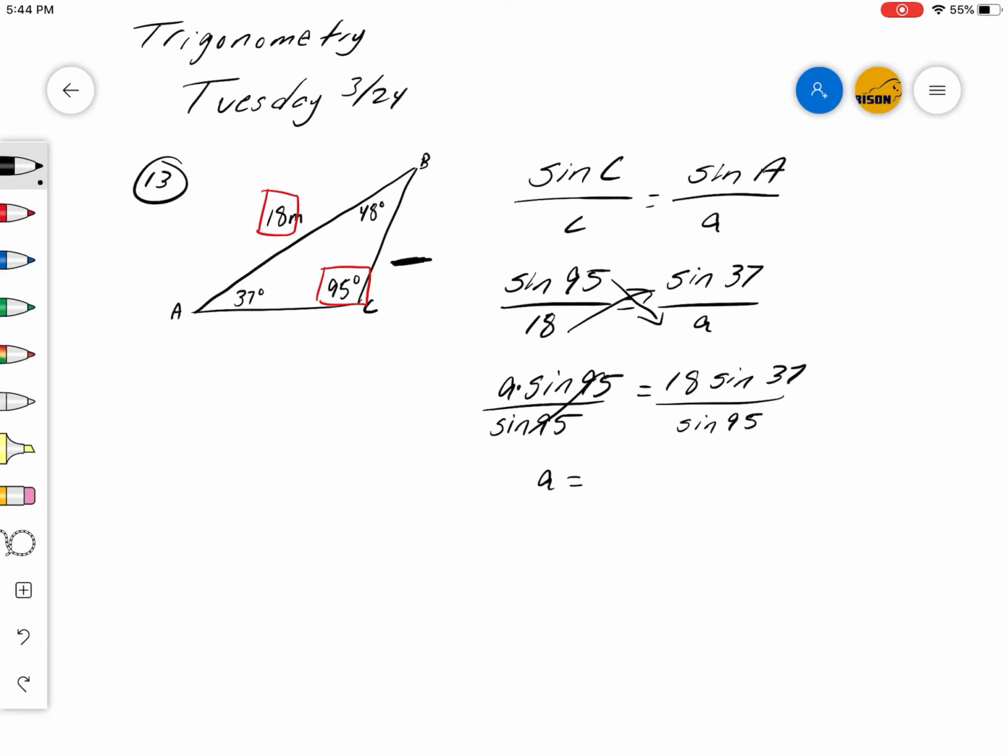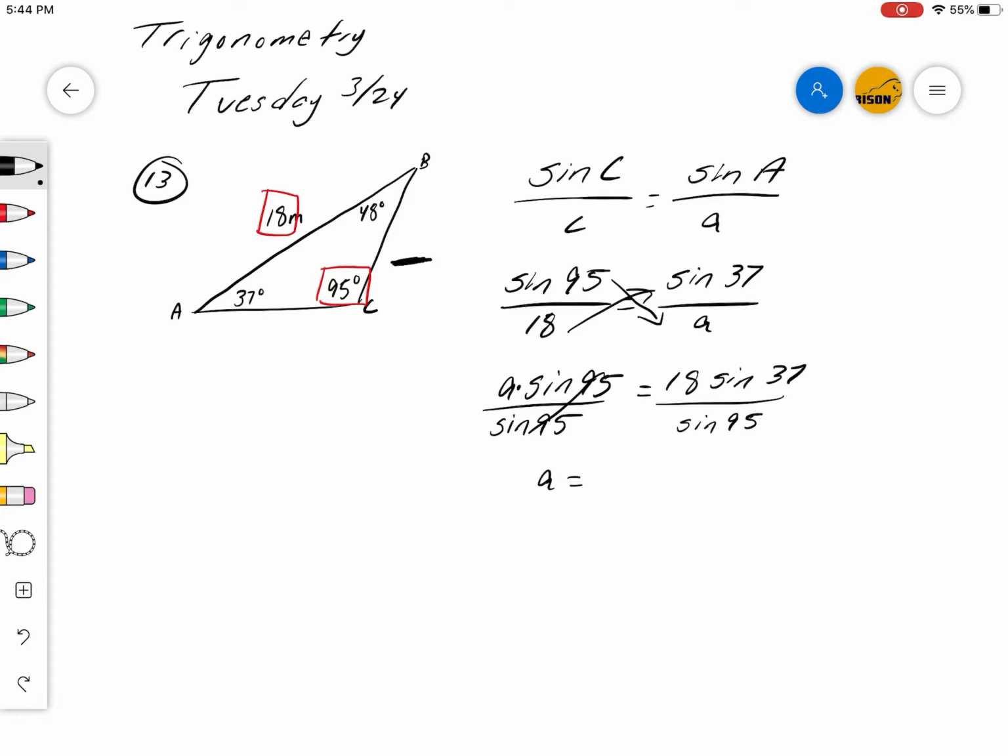And that is going to give me whatever side A is. Now I'm going to have to use my calculator. Hopefully you were able to find something yesterday that would get you close to that. So sine of 37, and then I'm dividing by sine of 95. All right, so I came up with 10.87.